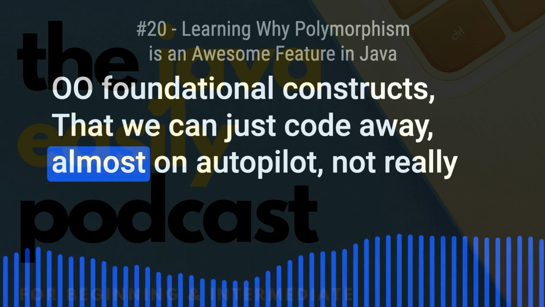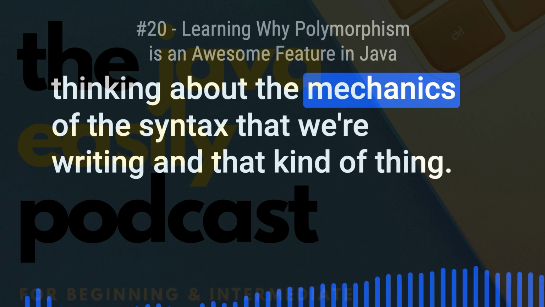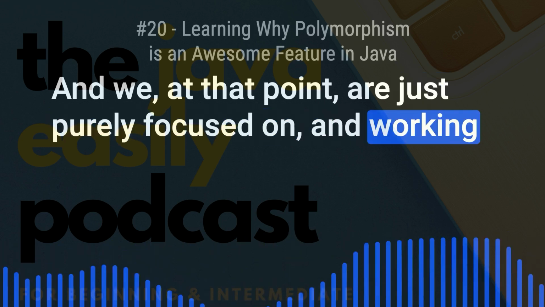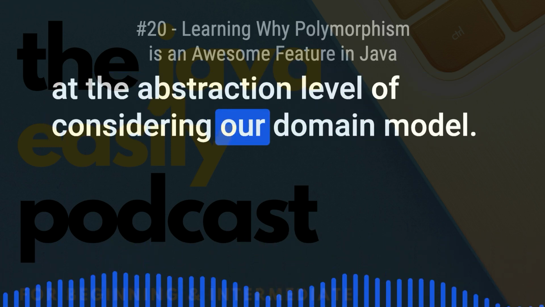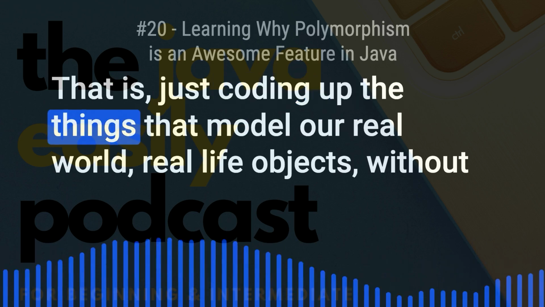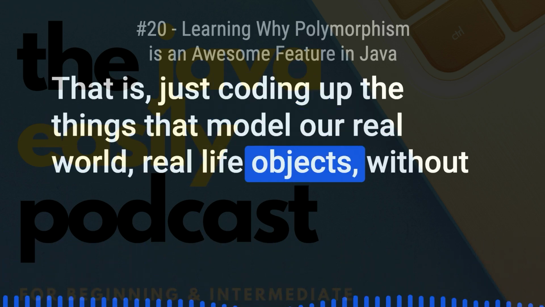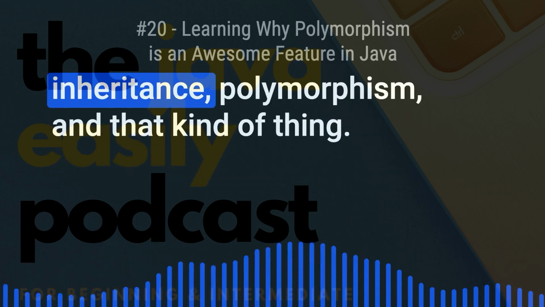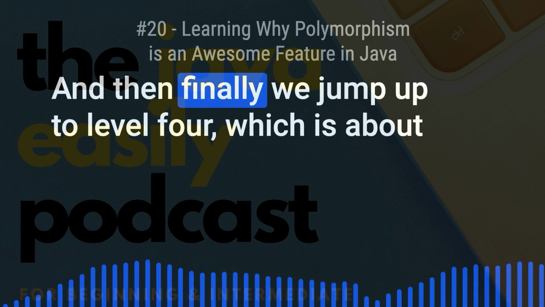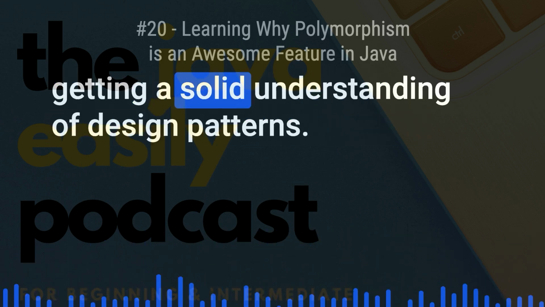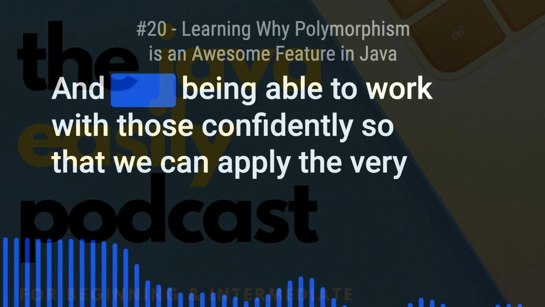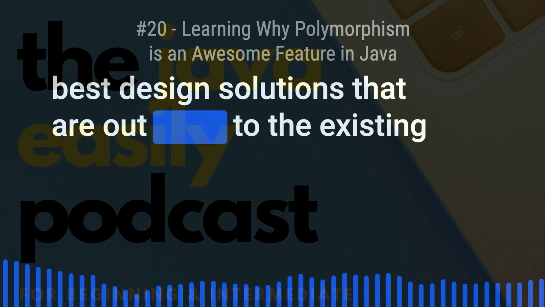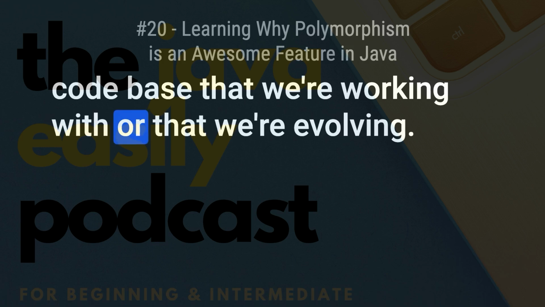Level 3 is basically about becoming so comfortable with how these OO foundational constructs work that we can just code away almost on autopilot, not really thinking about the mechanics of the syntax that we're writing, and purely focusing on working at the abstraction level of our domain model. That is, just coding up the things that model our real world, real life objects, without thinking of the mechanics of what's happening underneath in terms of encapsulation, inheritance, and polymorphism. And then finally we jump up to level 4, which is about getting a solid understanding of design patterns and being able to work with those confidently so that we can apply the very best design solutions that are out there to the existing code base that we're working with or that we're evolving.